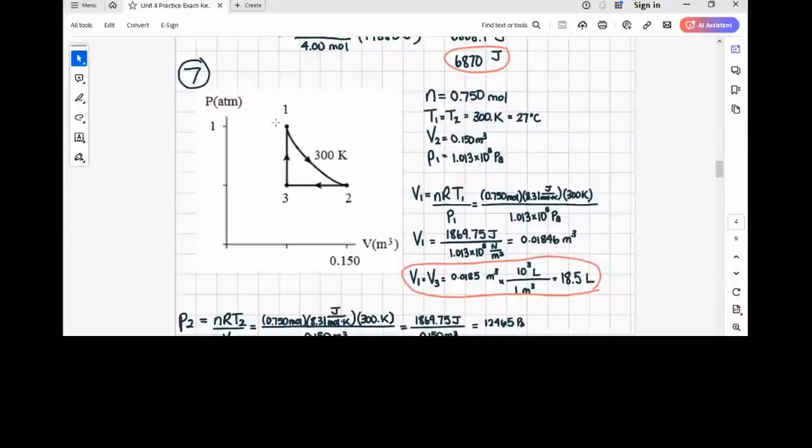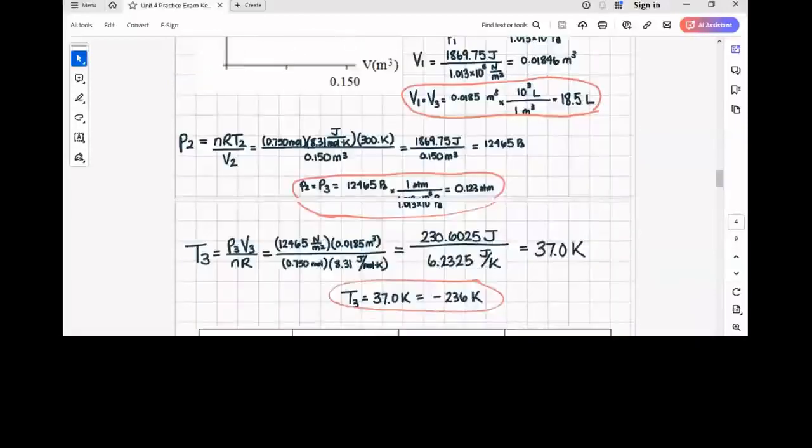So coming back up here, I knew that I should have gotten a temperature for state 3 that was less than 300 Kelvin, simply because isotherms that are closer to the origin represent lower temperatures. So it makes sense that I did get a temperature that is less than 300 Kelvin.